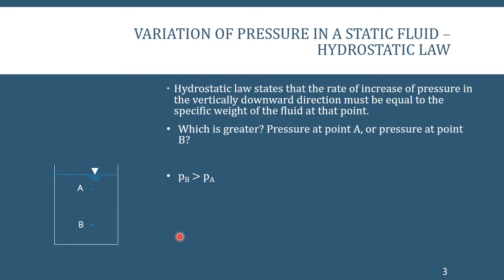Now, that is basically because there is more liquid above point B than that above point A. And so we understand that there is some relationship between the amount of fluid above a point and the pressure at the point. So hydrostatic law is basically helping us determine by how much pressure at B will be greater than pressure at A. So pressure is found to increase as we move down a static fluid.